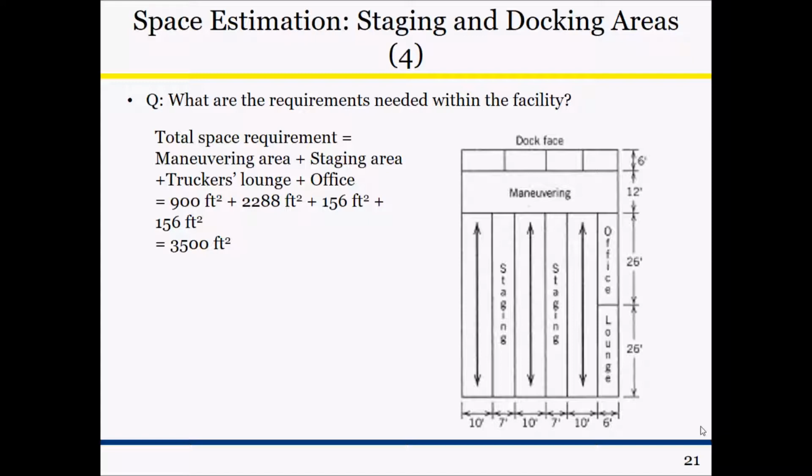Similarly, the staging area will be 2,288 square feet, the truckers lounge is 156 square feet, and the office is also 156 square feet. So the total will be 3,500 square feet. That's how you calculate the space for the staging and docking area.